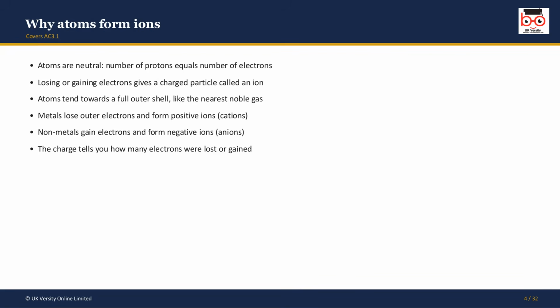An atom is neutral, its protons and electrons balance, but if it loses or gains electrons, it becomes charged, and we call that an ion. Atoms do this to reach a full outer shell, like the nearest noble gas. Metals lose their outer electrons to form positive ions, called cations, while nonmetals gain electrons to form negative ions, called anions. The size of the charge simply tells you how many electrons were lost or gained.